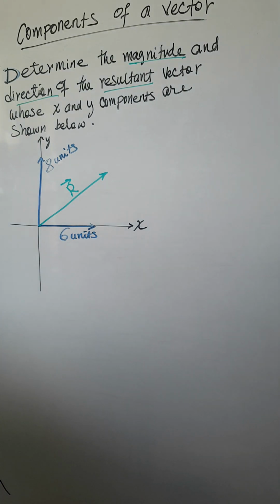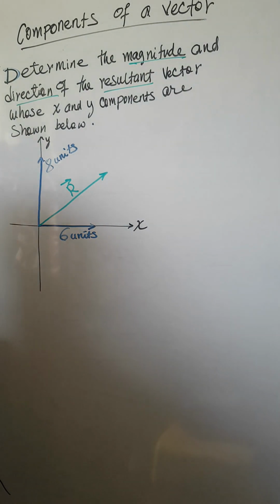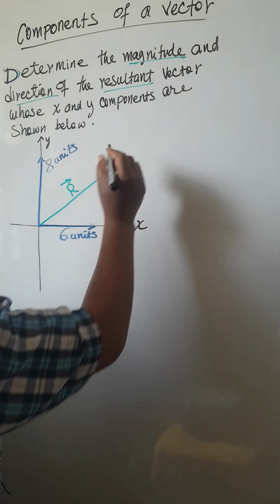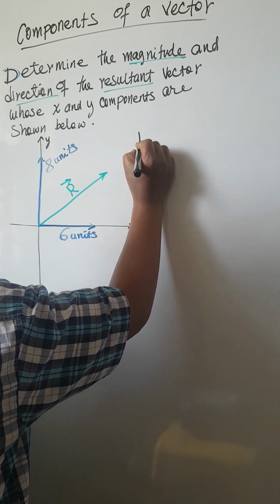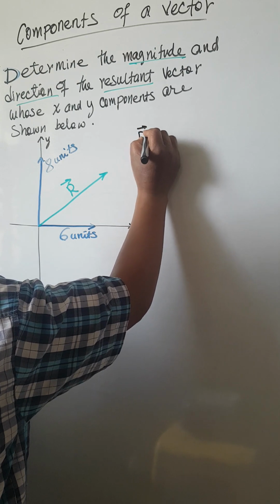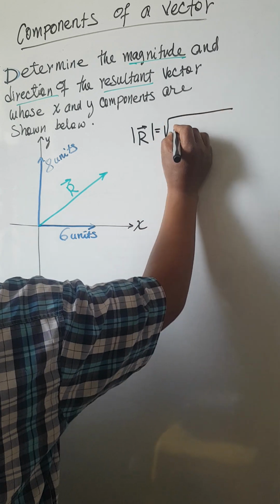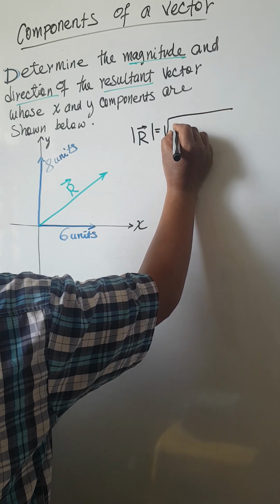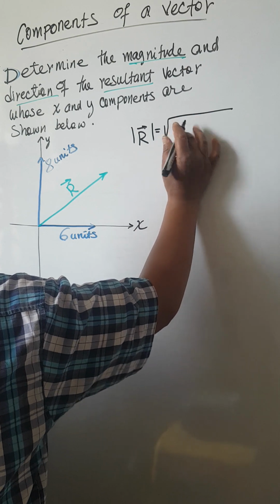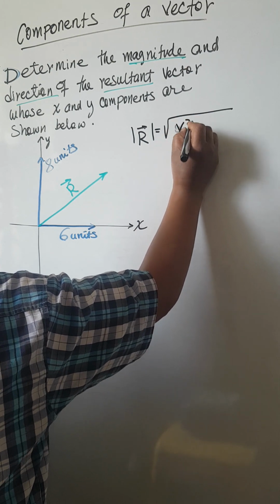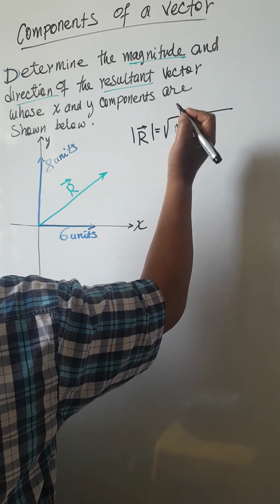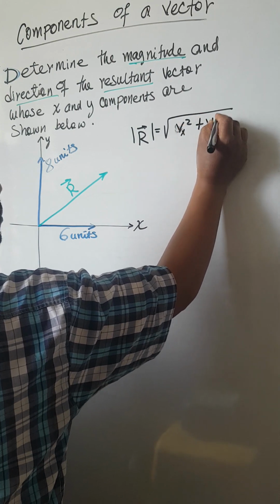Now, according to our previous discussion, the magnitude of the resultant vector R is equal to the square root of, let's say the vector along x squared, the magnitude of the vector along x squared, plus the vector along y squared.